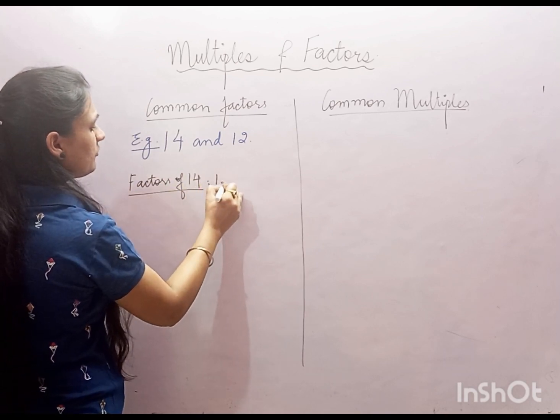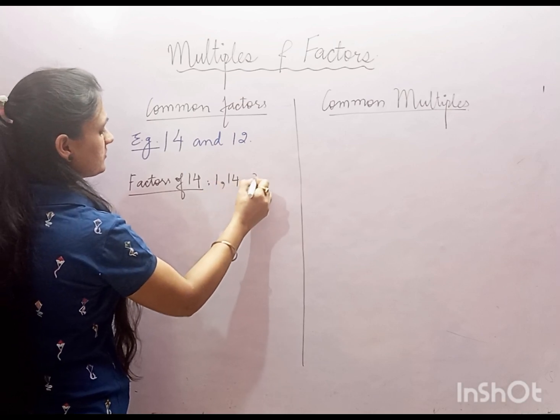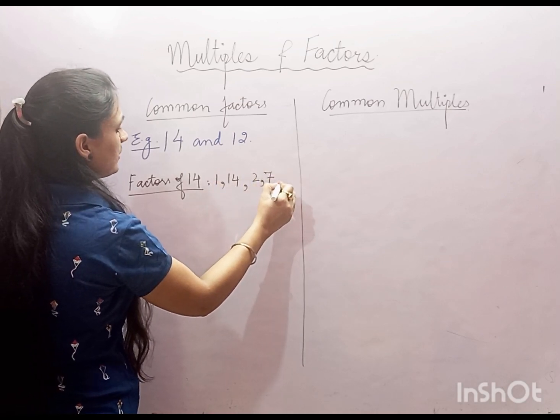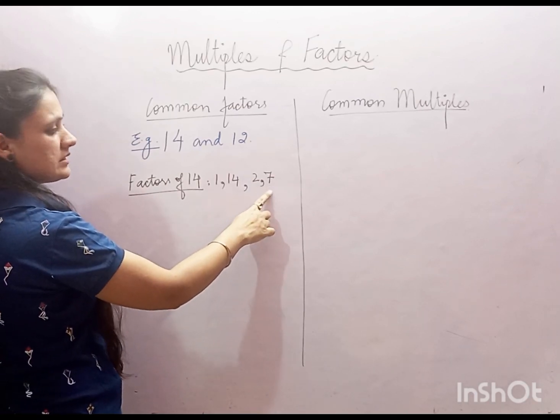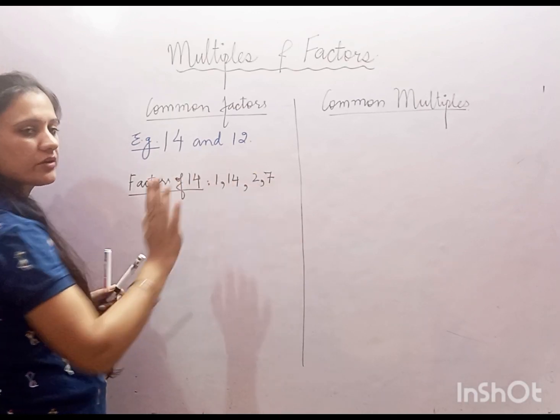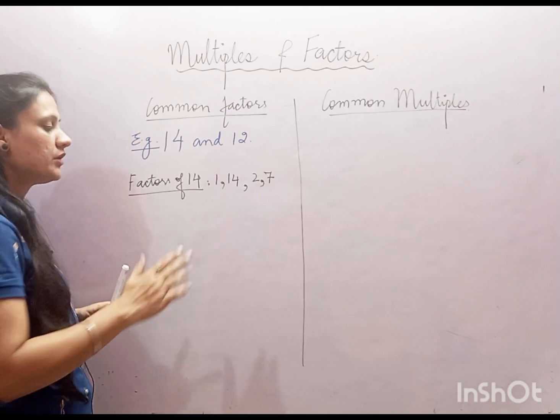It comes in the table of 1, 14 ones are 14. It comes in the table of 2, 7 twos are 14. It comes in the table of 3? No. 4, 5? No. 6? No. 7? Yes, it is already there. So these are the factors of 14.